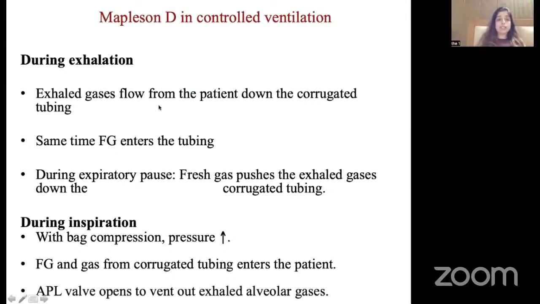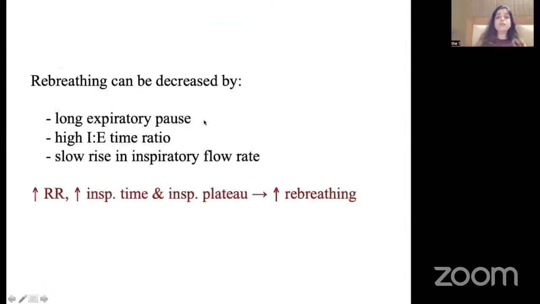Now for controlled ventilation, what happens during exhalation is that exhaled gases flow from the patient down the corrugated tubing and at the same time fresh gas enters the tubing. During the expiratory pause, the fresh gas will push the exhaled gases down the corrugated tubing. During inspiration, we compress the bag, pressure increases, and fresh gas and gas from the corrugated tubing will enter the patient, and the APL valve will open to vent out the exhaled alveolar gases.